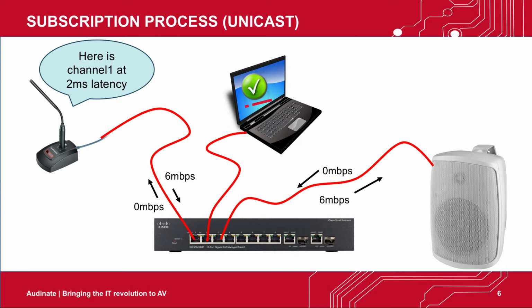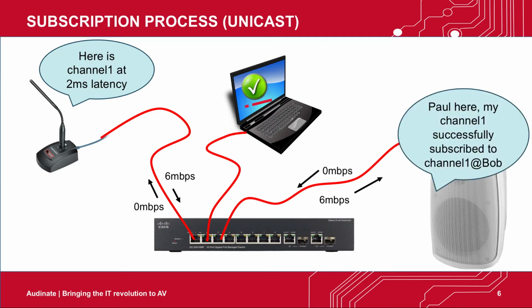6 megabits per second bandwidth is used between Bob and Paul. 0 megabits per second bandwidth is used on the cable between the switch and the computer. Now, Paul reports good subscription. Controller updates this record with a green check mark. This is what happens behind the scenes every time you create a subscription in Dante controller.